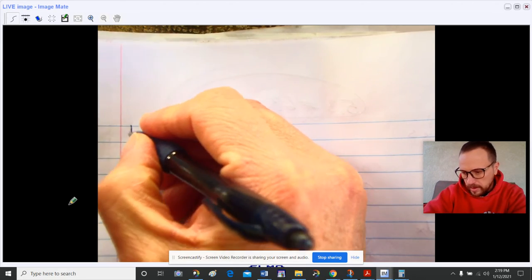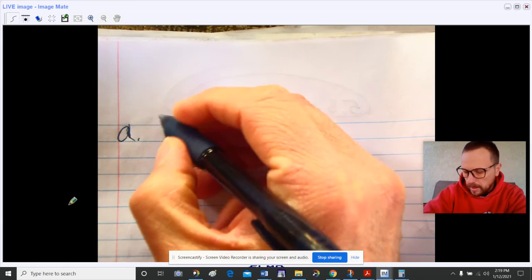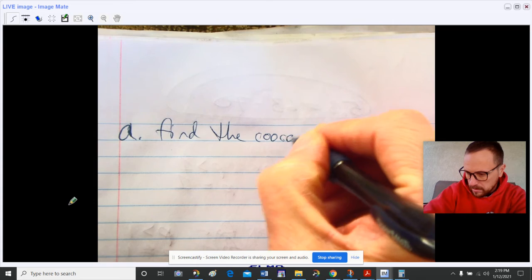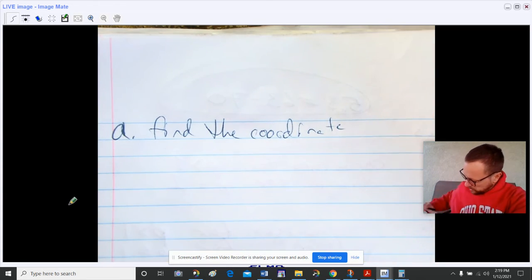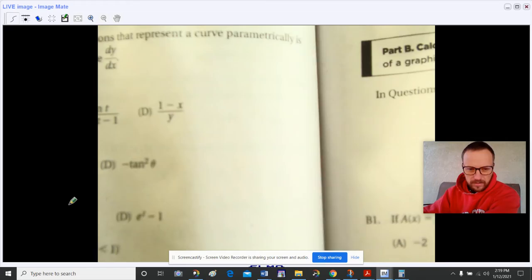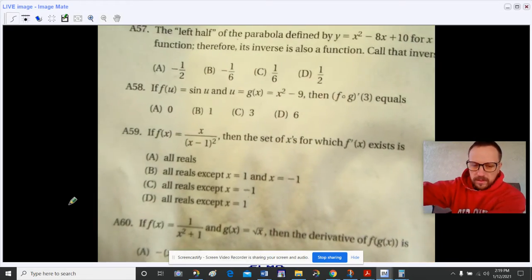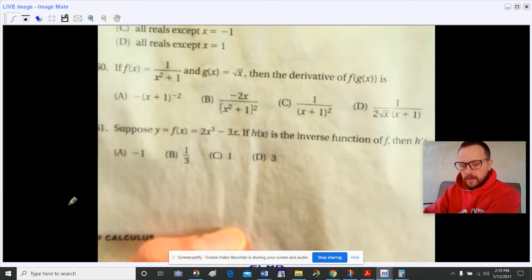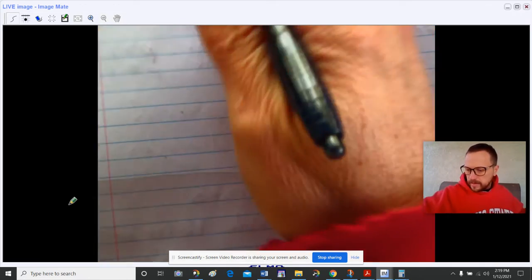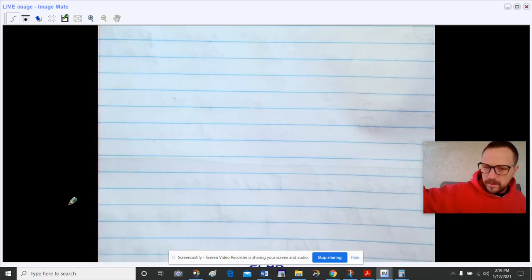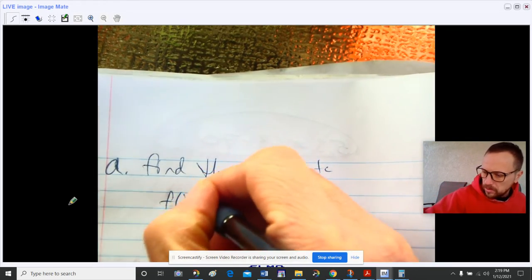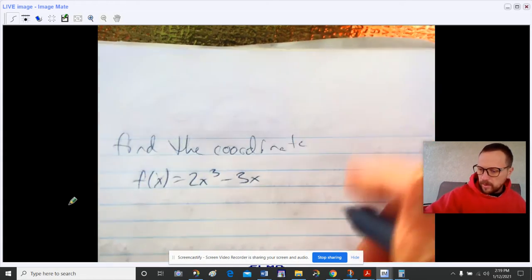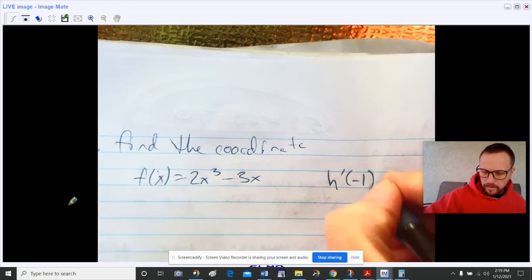So step A, we have to find the coordinate. We were told we want h of negative 1 if f of x equals 2x cubed minus 3x. So we have f of x equals 2x cubed minus 3x, and we want to find h prime of negative 1.